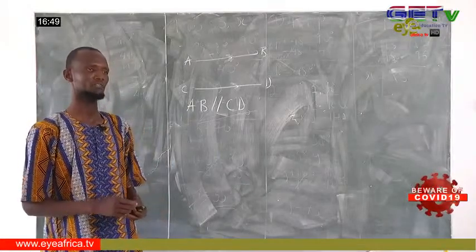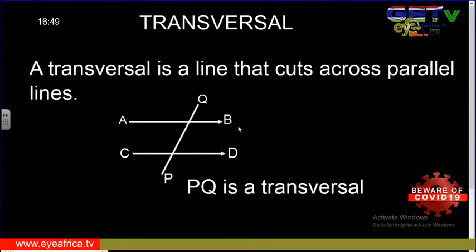Then we look at what a transversal is. A transversal is a line that cuts across parallel lines. So whenever you have parallel lines, any line that cuts across them is called a transversal. Like you can see on the screen, you have lines AB and CD being parallel, and then line PQ is cutting across them. So that line PQ there is a transversal. Okay?